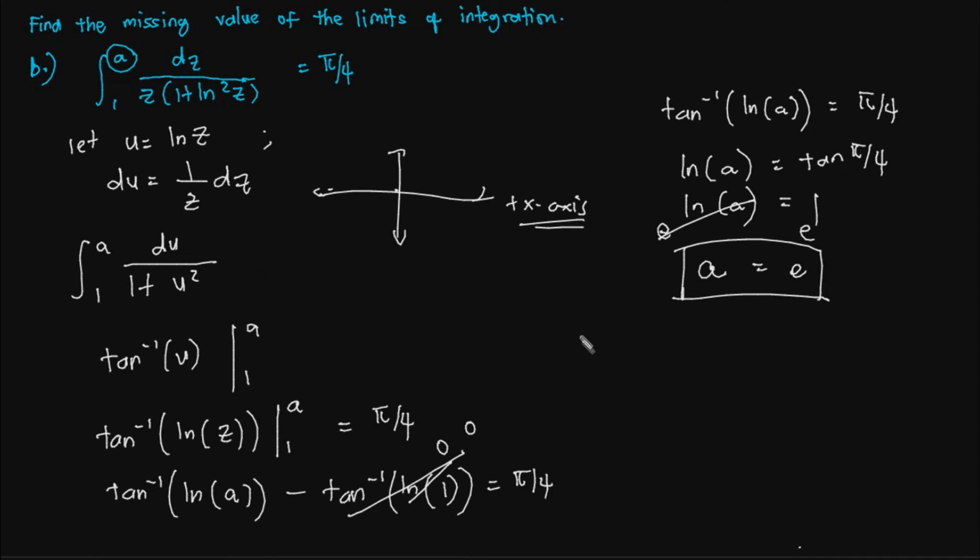So that is simply 1 to e, and then the integral of dz over z times 1 plus ln squared z, that is actually equal to pi over 4. Okay, so this is your answer for this case. Hopefully, you were able to follow through these steps. So I will now solve the last item.